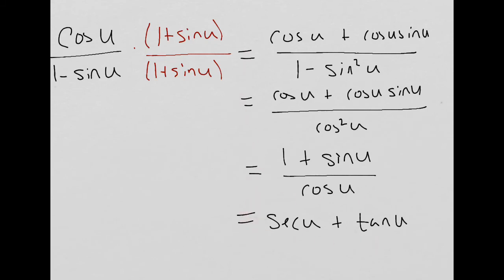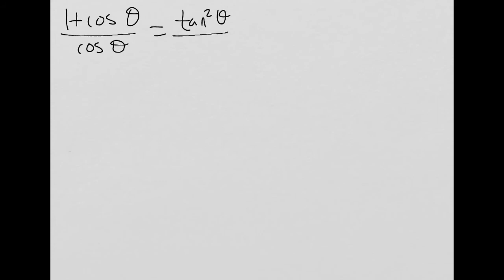So sometimes you can prove an identity by only messing with one side, getting it to where it's going to be equal to the other. Sometimes you've got an identity where you're going to have to mess with both sides. So something like 1 plus cosine theta over cosine theta equals tangent squared of theta over secant theta minus 1. And I claim these two are equal to each other.